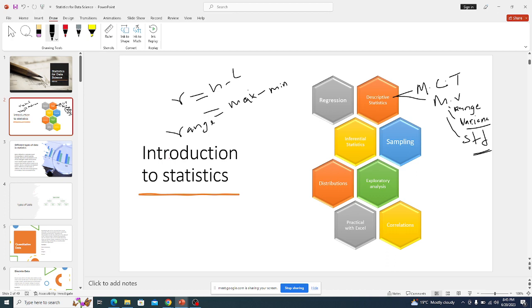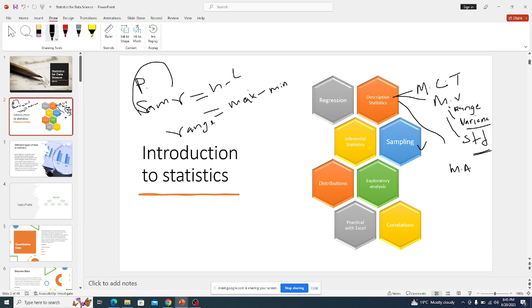We shall even discuss how we compute variance and standard deviation for different types of data, either a population data set or a sample data set. Meaning with that, we'll also discuss different types of sampling. But let's first of all cover the descriptive. I'm just introducing the course.